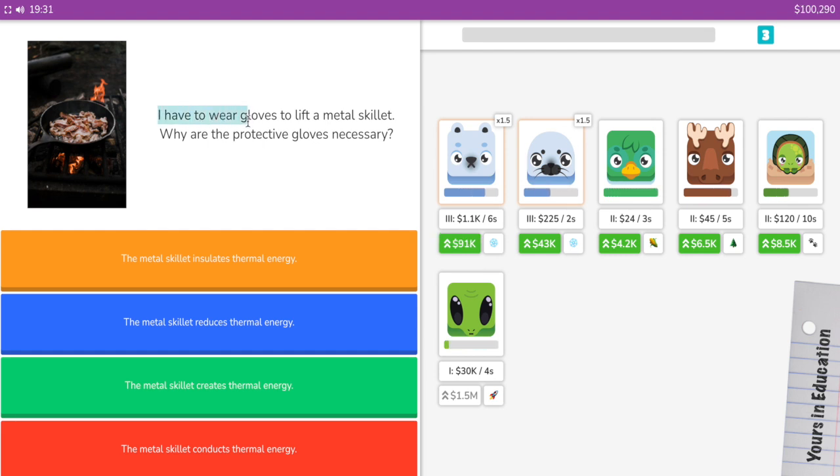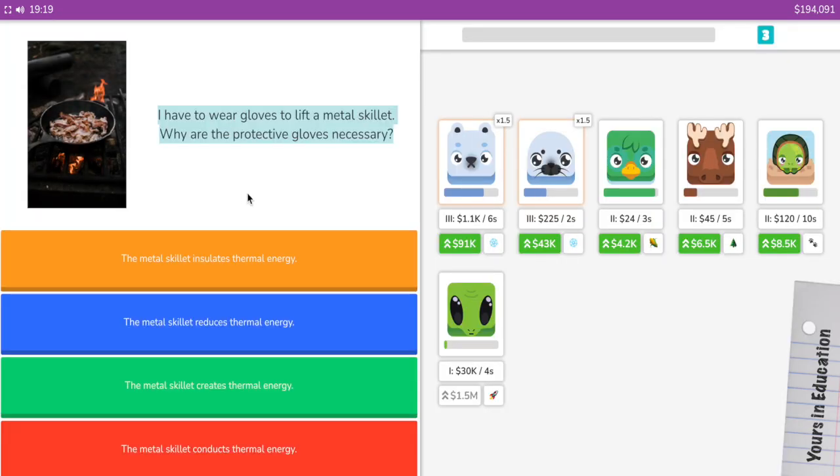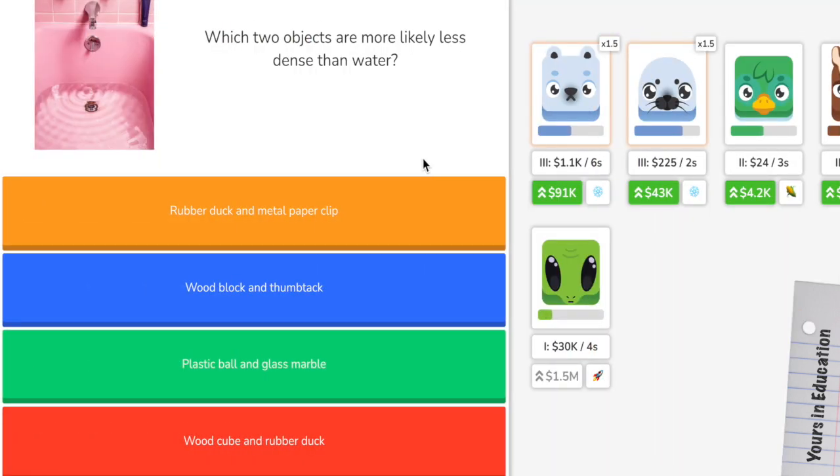I have to wear gloves to lift a metal skillet. Yeah, you don't want to get burned. Why are the protective gloves necessary? Well, if I touch this, I'm definitely going to burn my hand. I've been there, trust me. Okay, how did I make 190,000? My money is growing. Oh yeah. The metal skillet insulates thermal energy. No. Reduces? No. Creates? No. Conducts? Yes. Metals conduct energy.